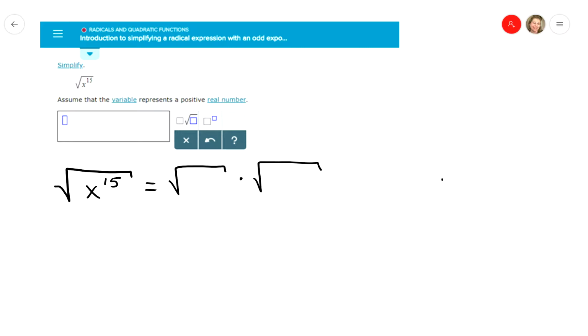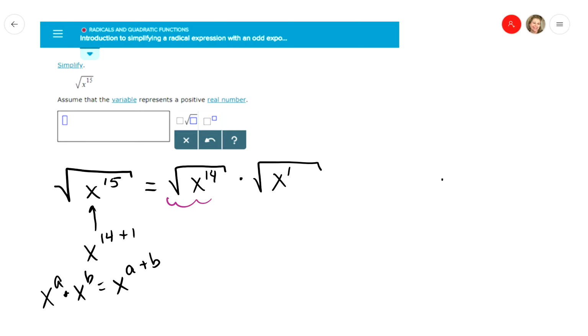X to the 15th is the same thing as x to the 14 plus 1. And if you remember that rule that says x to the a times x to the b is x to the a plus b, I can literally take this x to the 14 plus 1 and split it up to be x to the 14 times x to the 1.